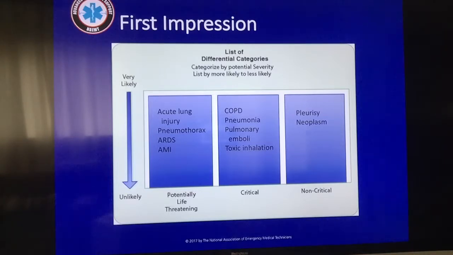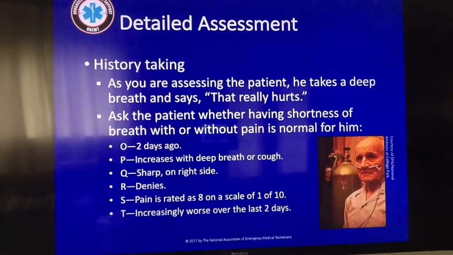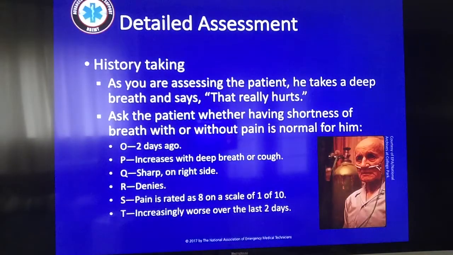So now we can see that maybe there's an exacerbation of our COPD, maybe some pneumonia, maybe ARDS, and we would decide how sick our patient is and what our likely diagnosis is. We can start to refine this diagnosis by using our history and asking these questions, as we know, through the OPQRST and then our SAMPLE history.